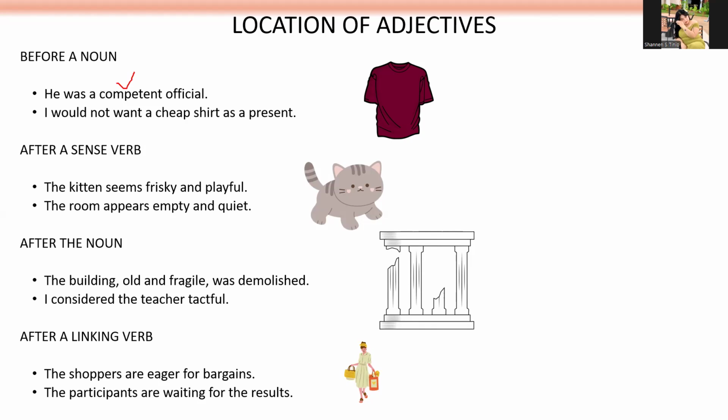So first sentence, competent. Second sentence, I would not want a cheap shirt as a present. Maraming nouns dyan, pero ang tinatanong ko, aling noun ang na-modify or nabigyan ng modifier? Iris, thank you for the answer. Sabi niya shirt. Yes, the correct answer is shirt. Kasi ang modifier niya ay, what kind of shirt is it that she doesn't want to receive? A cheap shirt. Okay? Always answer the question, what kind? Which one? How many? How much?